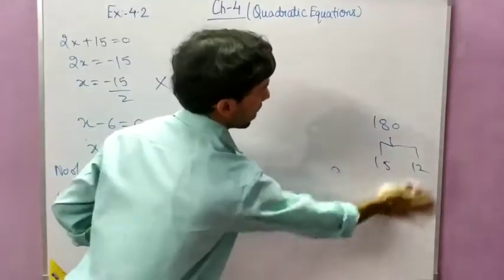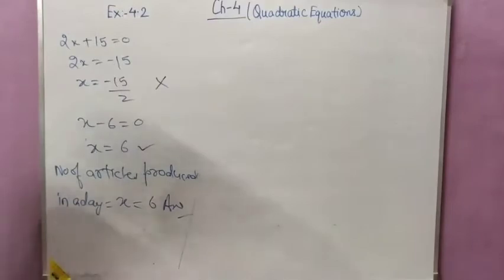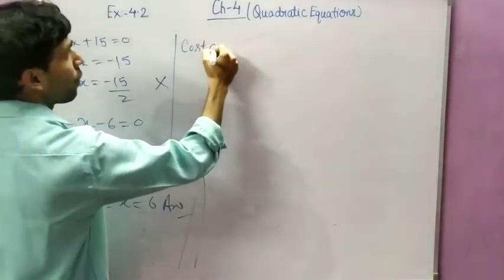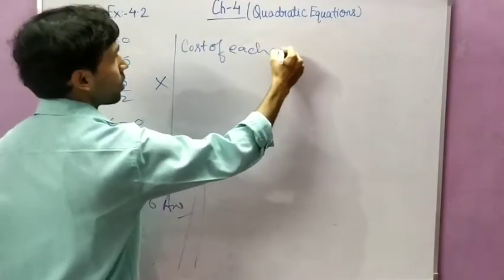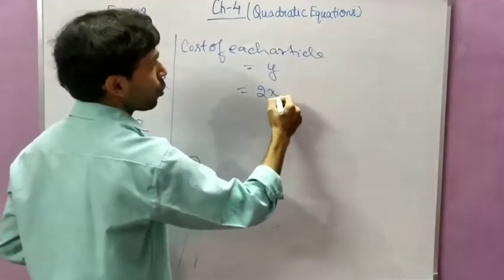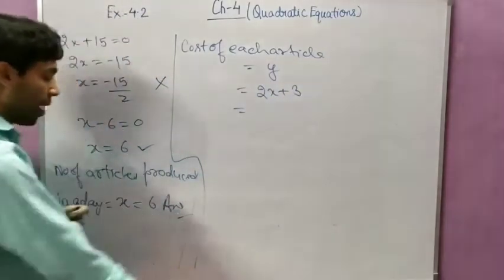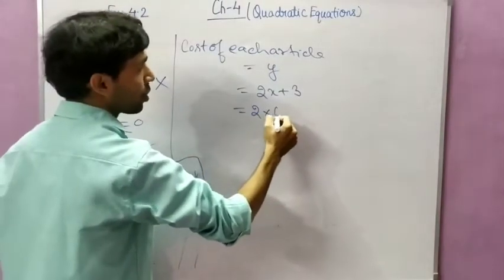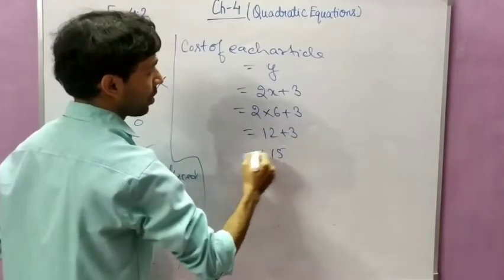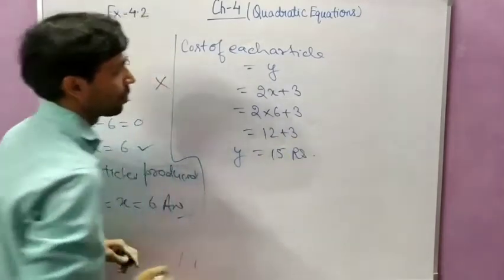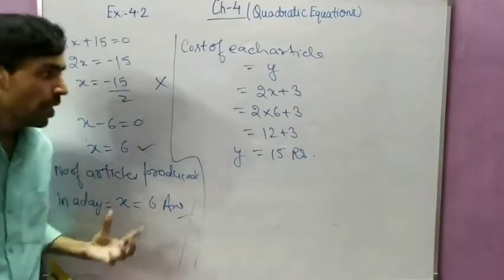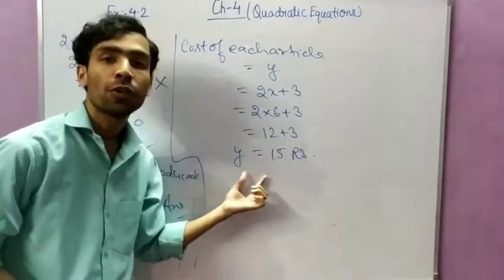One more thing the question is asking is the cost of each article. So what was the cost of each article? So the cost of each article was y, and y was equal to 2x plus 3. So now put the value of x. So 2 into 6 plus 3, that is 12 plus 3, that is 15. So y is 15. So it means the number of articles produced in a day is 6 and the cost of each article is equal to 15.